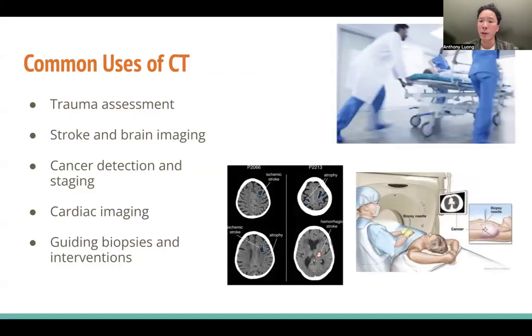Common uses for a CT are traumas, stroke and brain imaging, and cancer detection, and from there you could definitely see the stage of cancer that is presented, as well as cardiac imaging, and lastly, guiding biopsies and interventions.